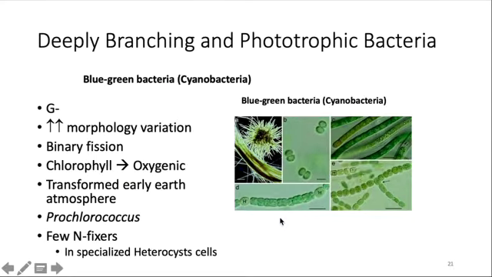For cyanobacteria, here is some information that makes them distinct. They are gram-negative. They have various morphologies. As you can see in the slide, you have ones that are very spiky with a lot of thin threads, others that appear in pairs, more spherical, and then you have the filamentous strains as well. They reproduce by binary fission.